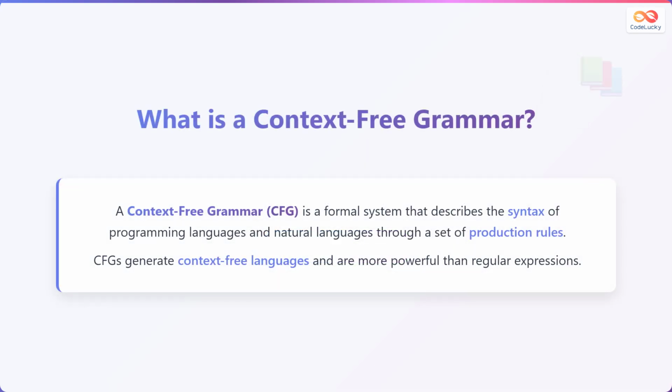So, what exactly is a context-free grammar? A context-free grammar, often abbreviated as CFG, is a formal system used to describe the syntax of programming languages and natural languages. It does this through a set of production rules. Context-free grammars generate what we call context-free languages, and they are more powerful than regular expressions, which are used for simpler pattern matching.